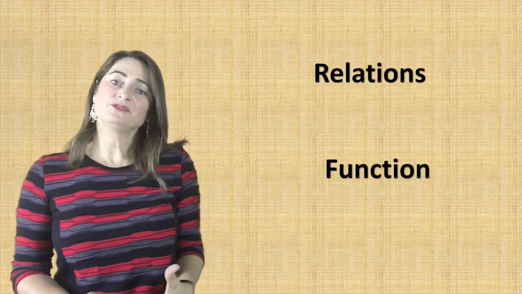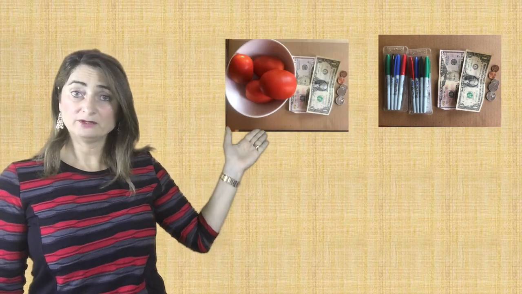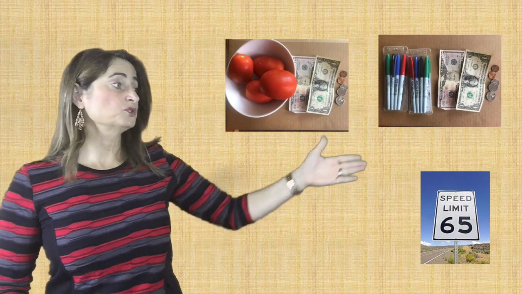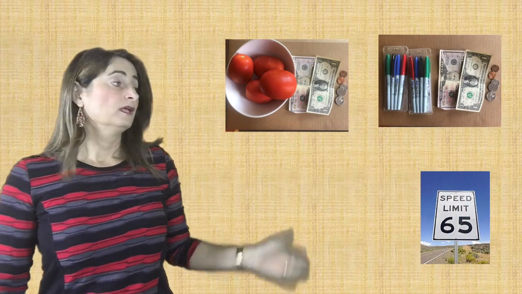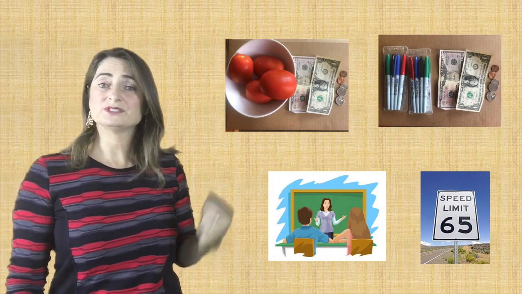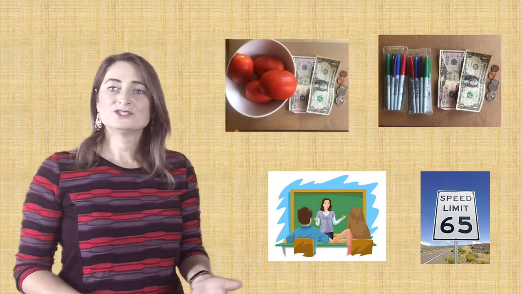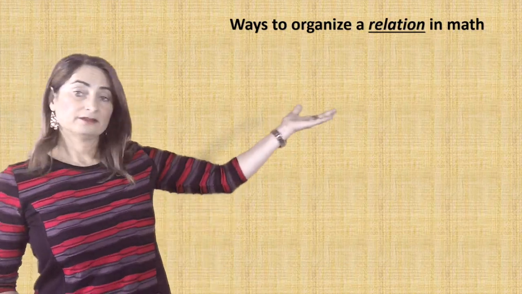I want you to think about those examples. Is there a relation between the amount of money you pay per pack of markers? Is there a relation between the money you pay per pound of tomatoes? Is there a relationship between the speed and miles per hour? Or is there a relation between the number of students and a teacher in a classroom? So how can we organize a relation in math?